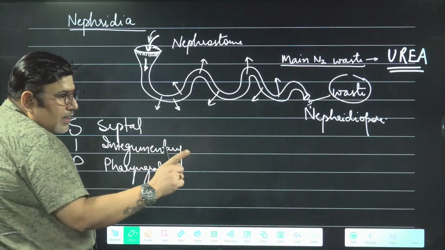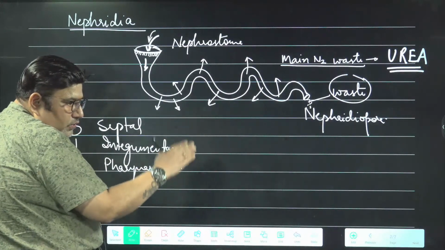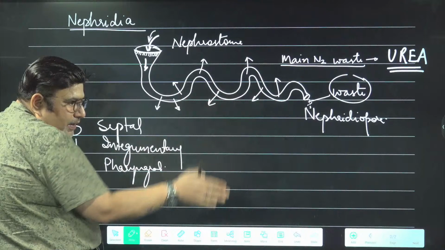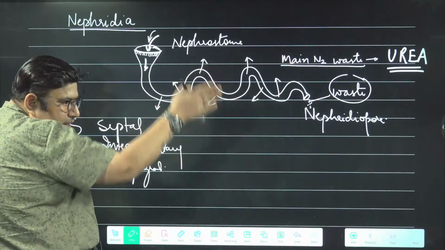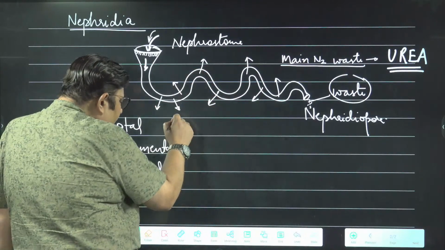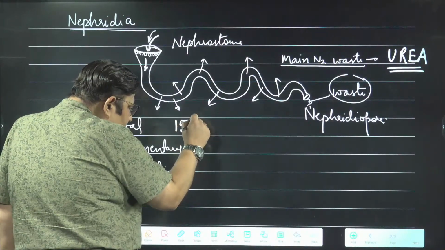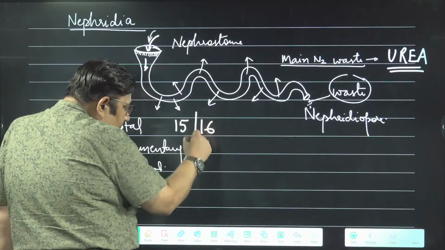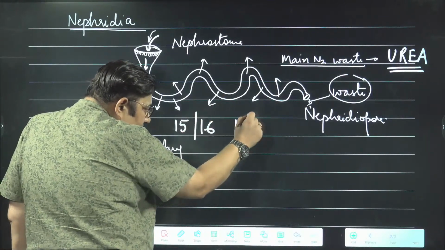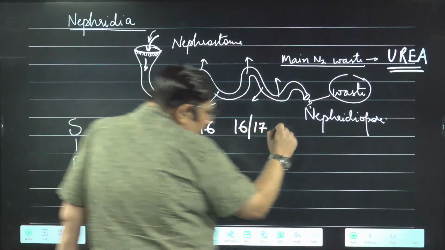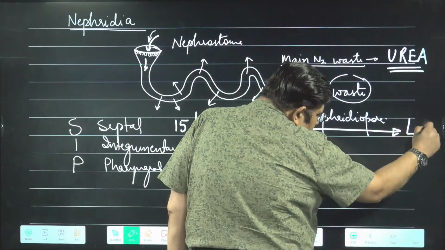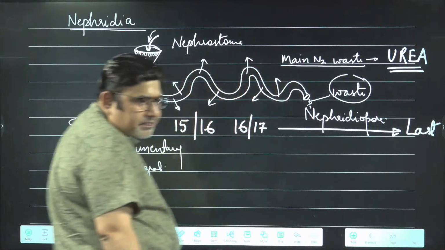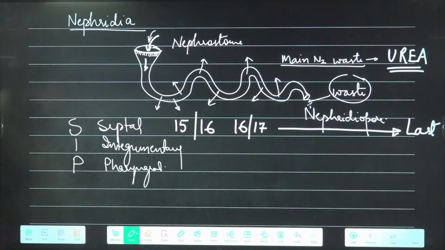Septal nephridia are present in the septa between two segments. The first one is present between the 15th and 16th segments, then between 16th and 17th, and this extends up to the last. Up to the last you will find septal nephridia, but in the first 14 segments, septal nephridia are not present.